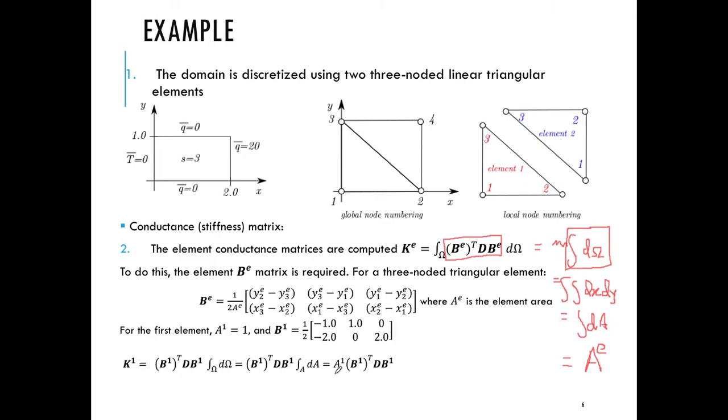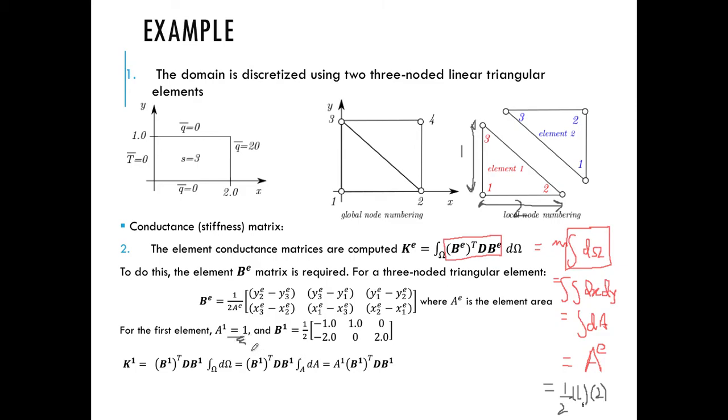So the area of element 1 ko agar hum dekhe, so element 1 is going from... so this was the length, from 0 to 2. So this is actually from 0 to 2, whereas this one was going from 0 to 1. So ek length ho gayi 2, ek ho gayi 1. So the area of course is just equal to half of the base times the height, so 1 multiplied by 2, that is, area of element 1 is equal to 1.